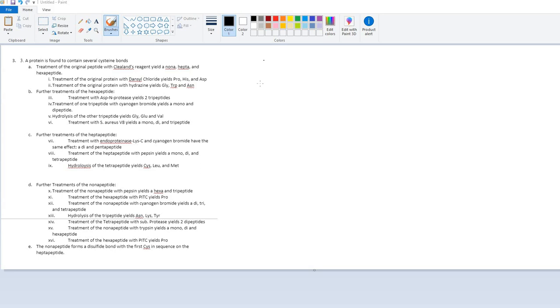Hey guys, for problem 2 from the last video, I forgot to draw in the cysteine bonds between the two peptide strands, so you're going to want to make sure you do that on the exam. I just forgot. I'm going to be right back and draw all these boxes.